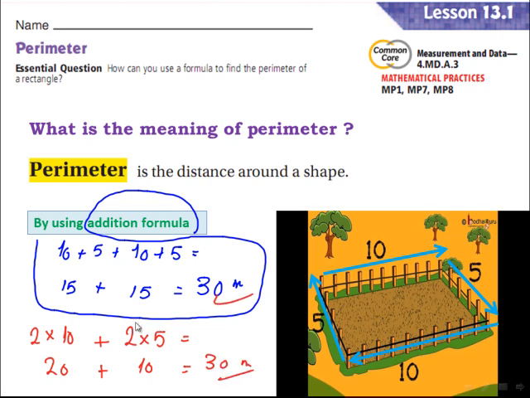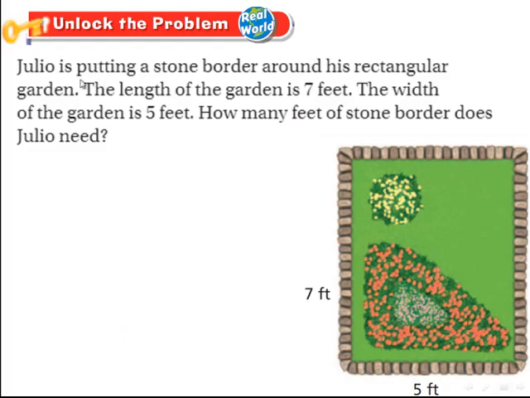Now I discovered a new formula. I discovered a new formula which is called what? Multiplication. The multiplication formula. Alright. I have two formulas now. Two formulas. The addition formula and the multiplication formula.